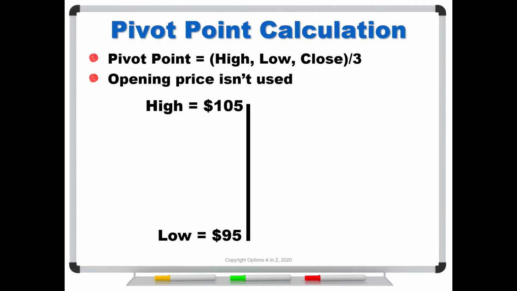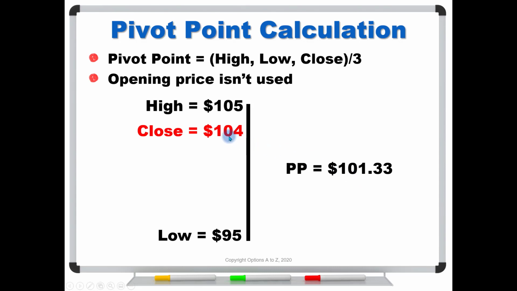So let's say that we have a high of 105 and a low of 95, and the close is right here between them. So if we add up all three of these and divide by 3, we get our pivot point as 100. And that's just because the high and low are exactly symmetric around the close. But let's say the close is down here towards the low, maybe at 94. Now we add up all of these, divide by 3, and our pivot point is actually 98. On the other hand, if the closing price, let's say, is up here towards the high, maybe at 104, we add them all up, divide by 3, our pivot point is going to be 101.33.